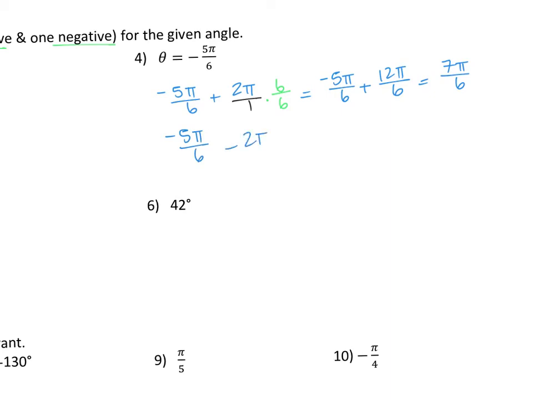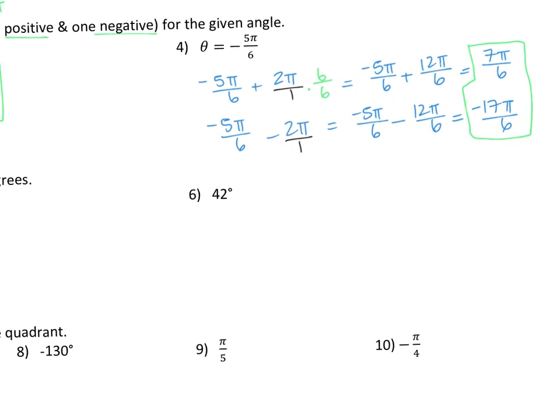Now, to get a negative coterminal angle, I need to take this and subtract by 2 pi. So doing the same thing here. The nice part is that I already know what a common denominator is. If I want a 6 in the denominator, it's just 12 pi over 6. So I'm just going to skip ahead. So I have negative 5 pi over 6 minus 12 pi over 6. If I subtract 5 pi with 12 pi, I get negative 17 pi over 6. So I have my positive coterminal angle and my negative coterminal angle.